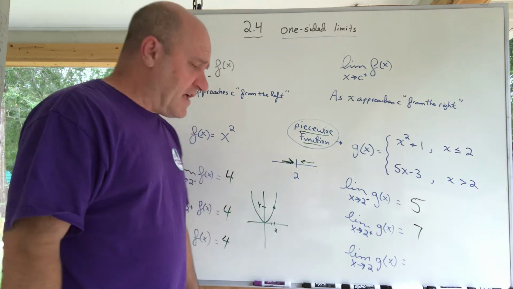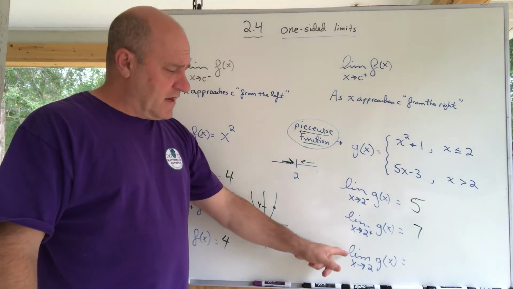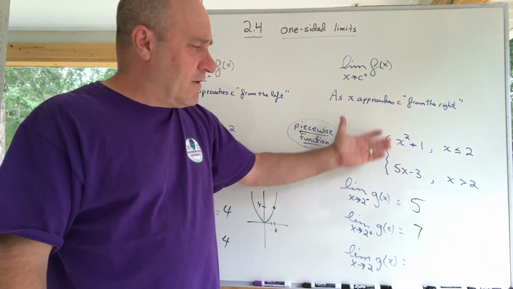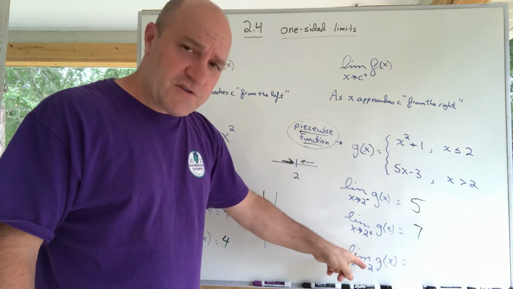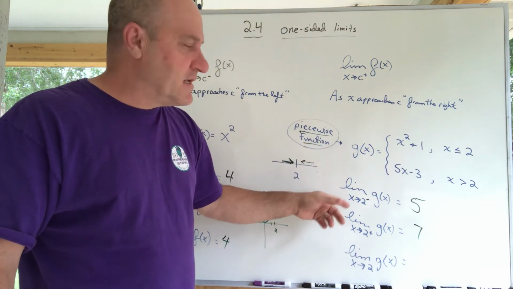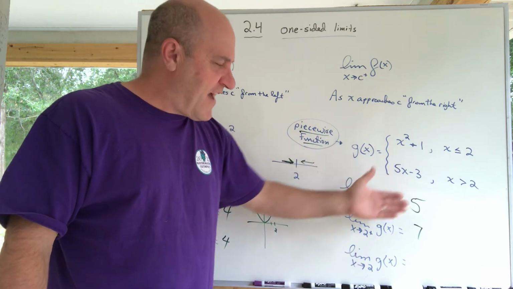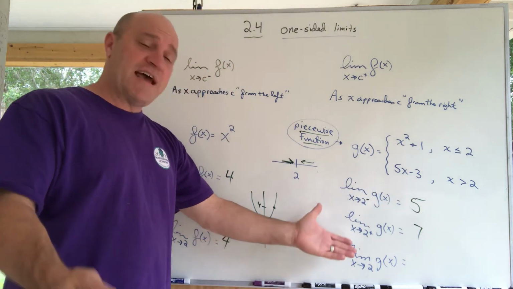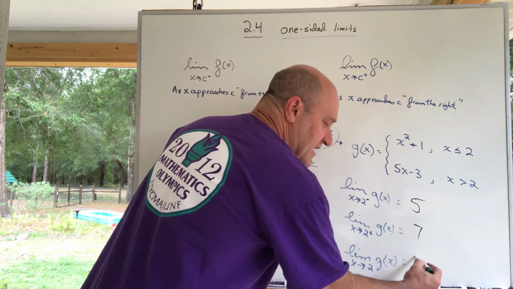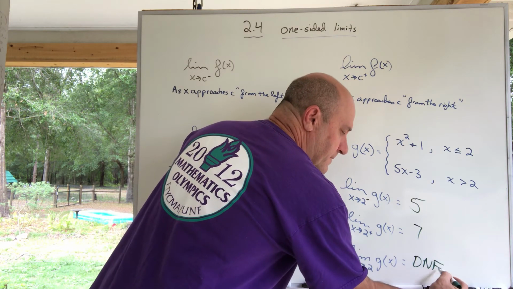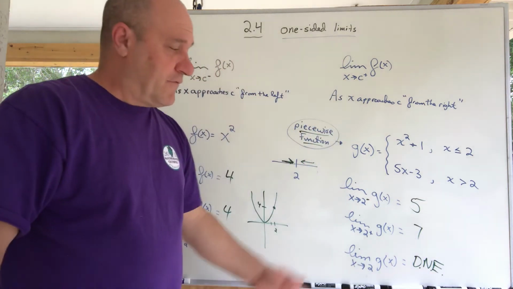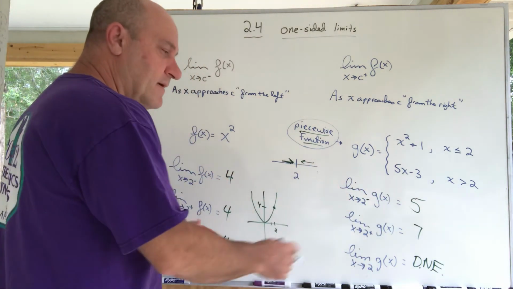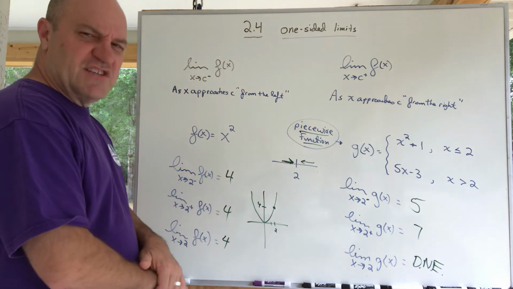So those have answers, but because they're different answers, what's the answer to the limit as x approaches 2 of this function? The way to answer this question is to do both of those questions. When you realize that the limit from the left is 5 and the limit from the right is 7 and they're different answers, then what do we say about the two-sided limit? The answer is: does not exist. Now, if those were both 7s, this answer would be 7. If they were both 9, it would be 9.